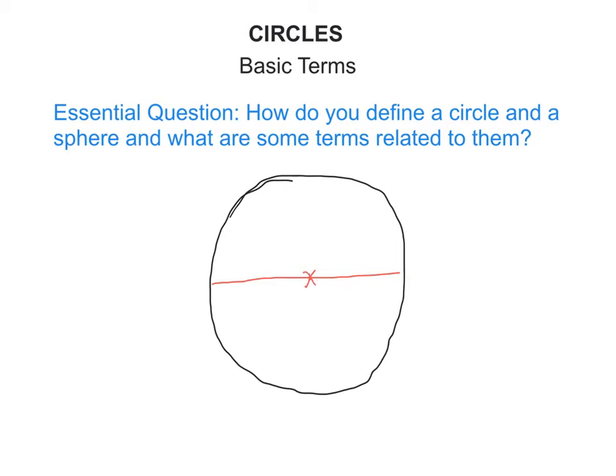Now, a diameter is a very special chord. And when I say chord, I'm talking about C-H-O-R-D. A chord is a line segment whose endpoints lie on a circle. So, there is a chord. The endpoints lie on the circle, and it's totally contained within the circle. A diameter, as you can see, is a very special chord. It's a chord that goes through the center.